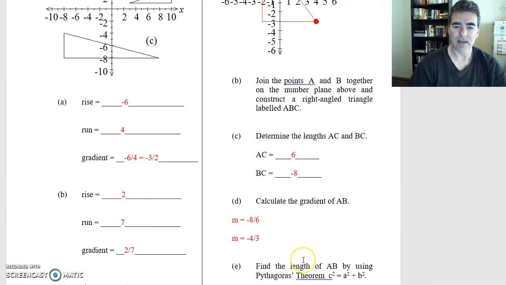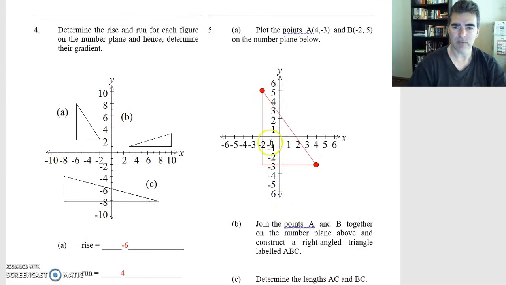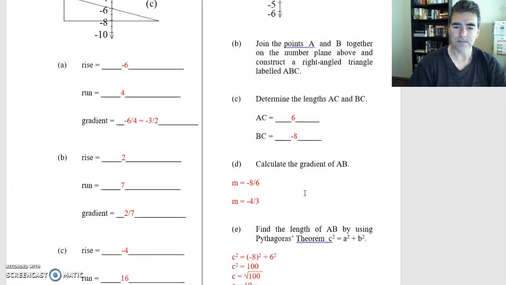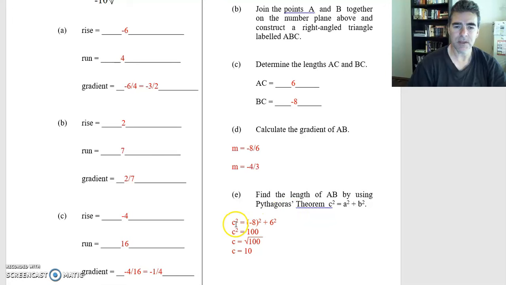I also want to find the length of AB using Pythagoras' theorem, so I want to find out how long this line is. So I can use Pythagoras' theorem, this side squared plus that side squared, is part of the working out. So here's Pythagoras' theorem. So c squared equals (-8) squared plus 6 squared. Notice how I've got the -8 in brackets. If I don't put it in brackets, I won't get the right answer. So I need to make sure that when I substitute a negative in, I put it in brackets so that I get the right solution.